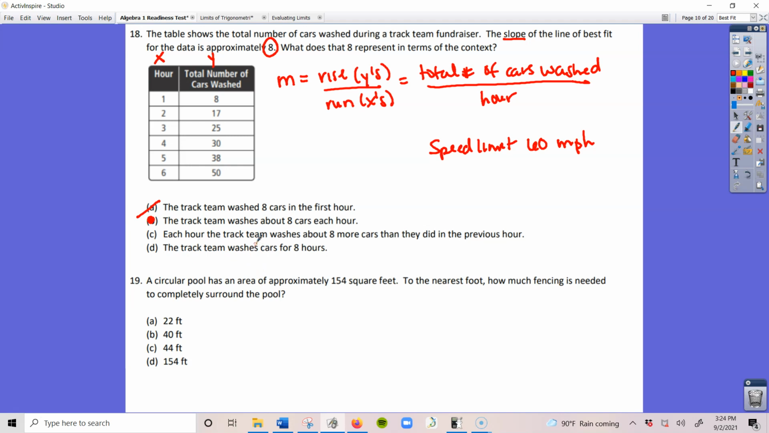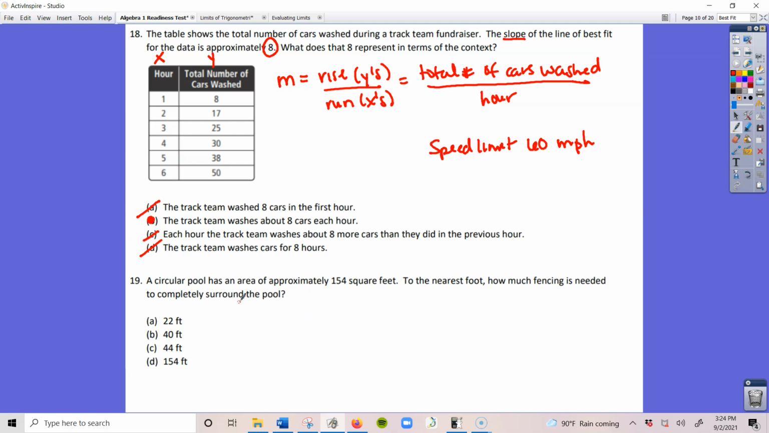But if you look at the others just in case, C says each hour the track team washes about 8 more cars than they did in the previous hour. That doesn't make sense, because if they started with 1 car, then they would wash 9 cars, and then they would wash more than 8, so 17 more cars, and that does not represent a constant change. For lines, every hour would be the same number of cars. Then for D, the track team washes cars for 8 hours. No, because it's cars every hour, so no. So B.